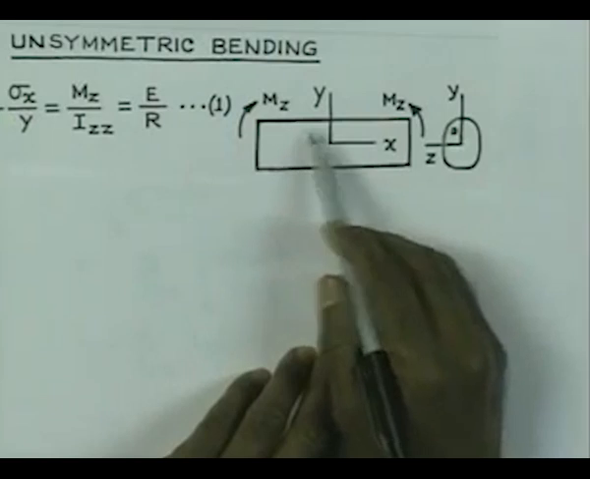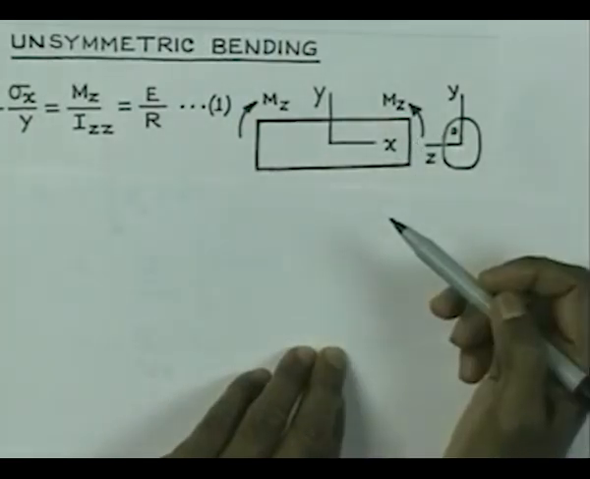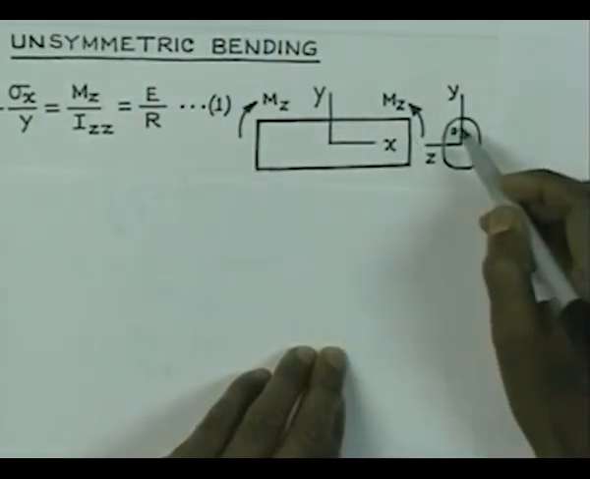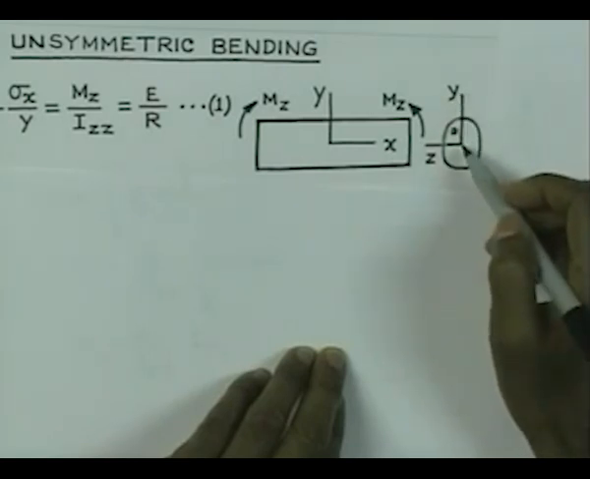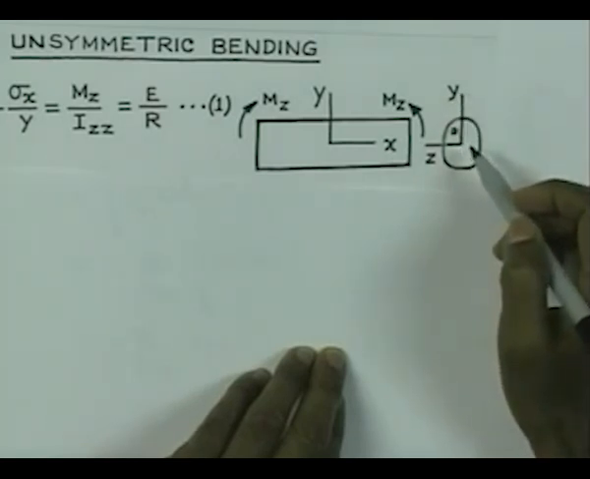Today we will talk about unsymmetric bending. You have already studied bending of beams with symmetric cross sections, and also when the loading was in the plane of symmetry. So, let us consider a situation like this, that you have a beam of uniform cross section. The cross section is like this, and this y axis is an axis of symmetry.